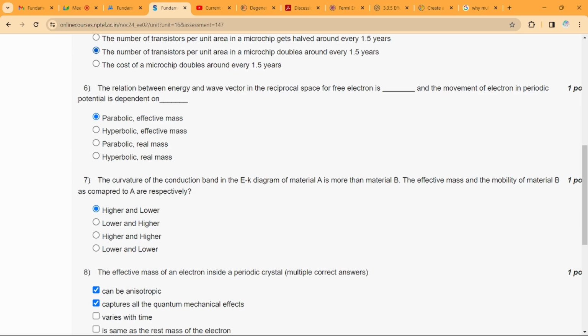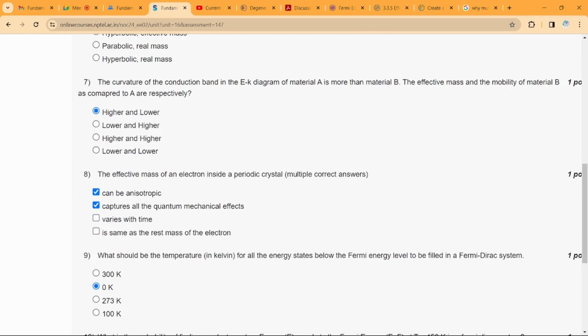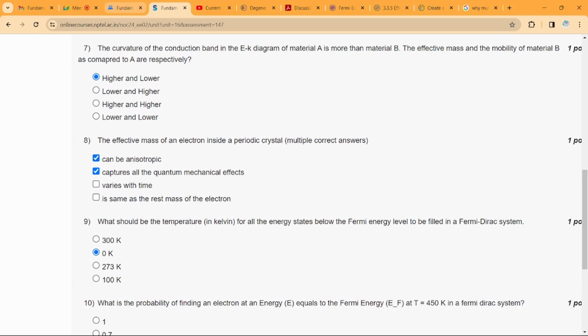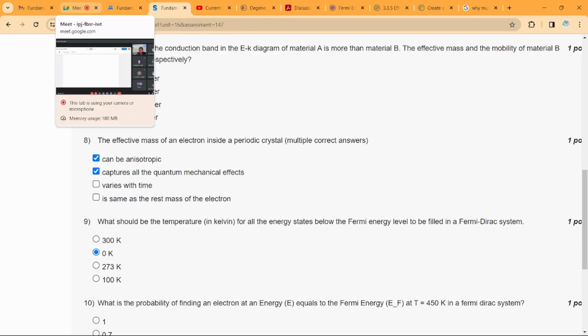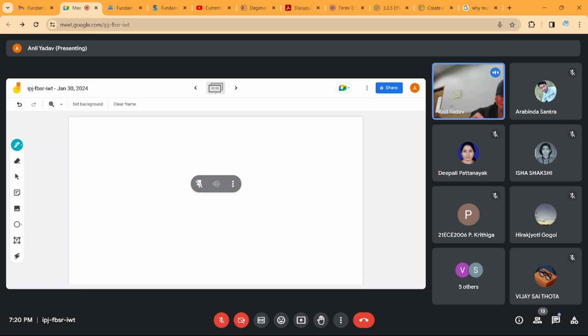So now the seventh question comes. The curvature of the conduction band in the E-k diagram of material A is more than material B. The effective mass and the mobility of material B as compared to A are, respectively, what? They are directly giving the curvature, right? The E-k diagram of A has more curvature. m* is inversely proportional to curvature.